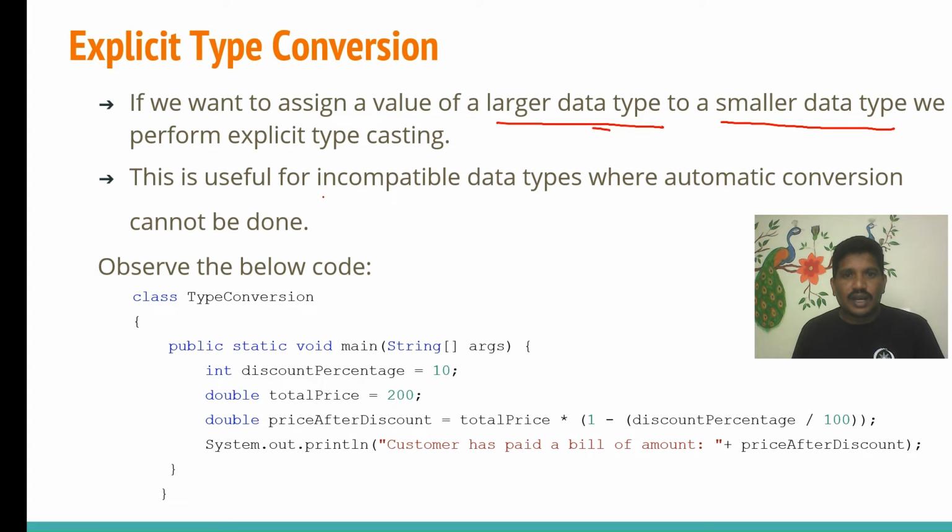This is useful with incompatible data types, where automatic type conversion can't be done. In this process, we do the explicit type conversion.